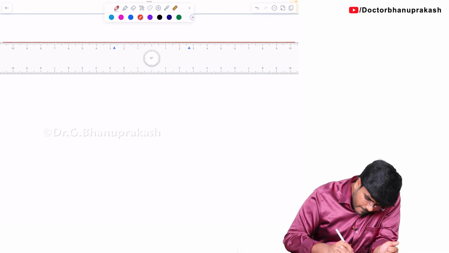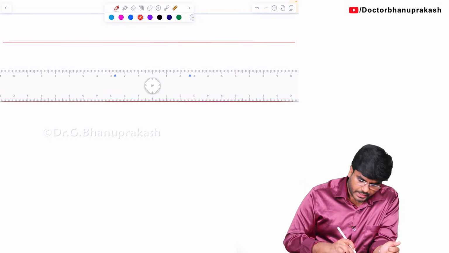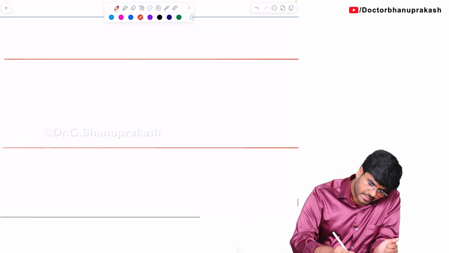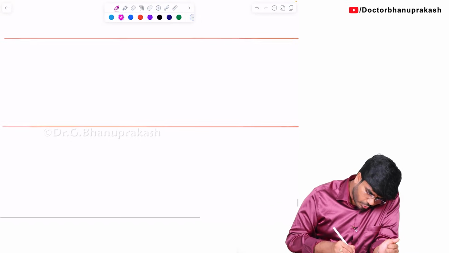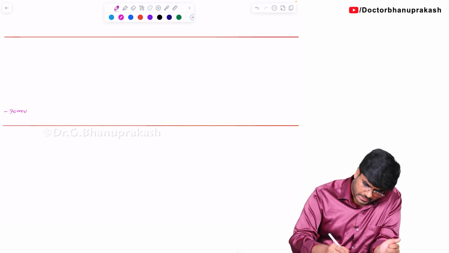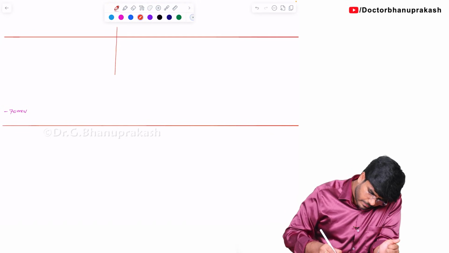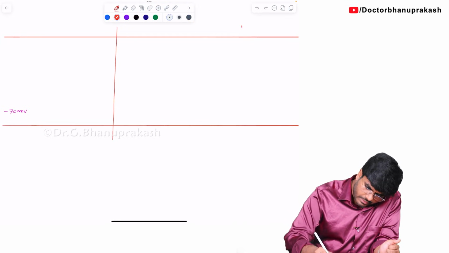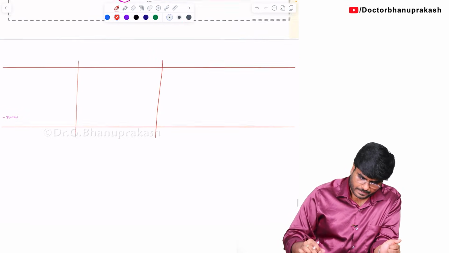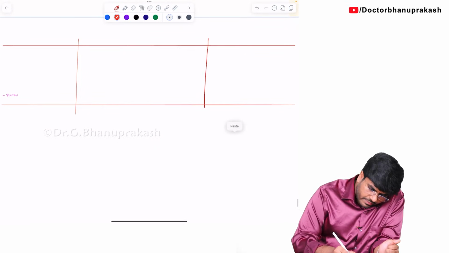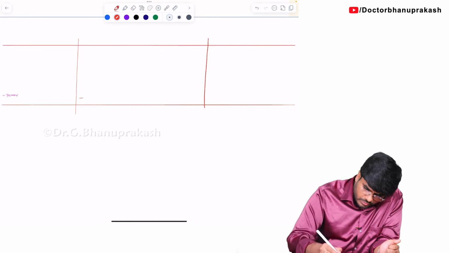Students, let's draw the neuron again. Here is a neuron. Now again, what is the resting membrane potential of this neuron? Let's say it is minus 70 millivolts. Now I am dividing the neuron into 3 parts: 1, 2 and 3. Here I am showing the 3 segments of a neuron. Let's say everywhere the resting membrane potential is minus 70 millivolts.